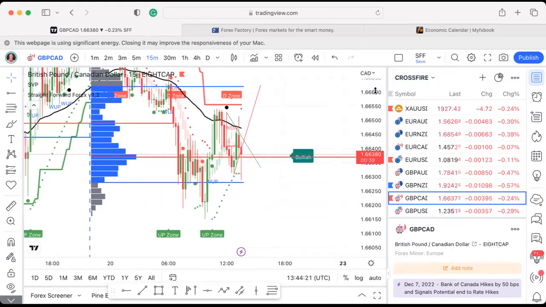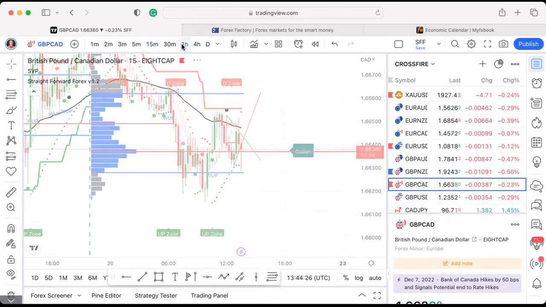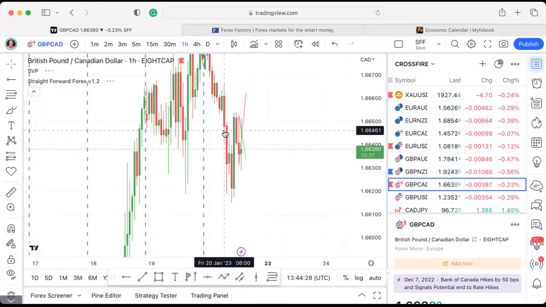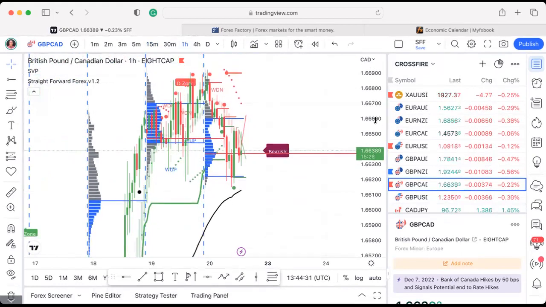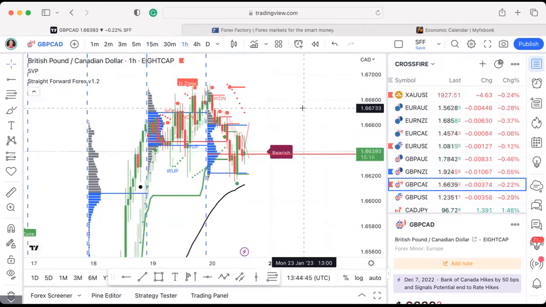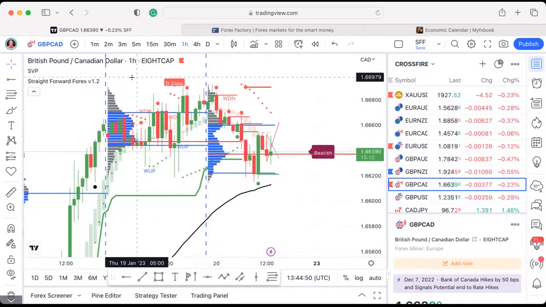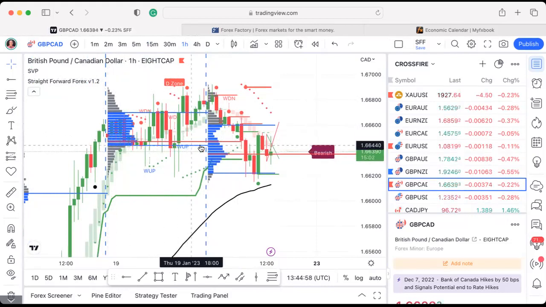So I tend to start on the 1 hour chart and then drop down to the 15-minute. But basically what I'm seeing here is that this is today's trading session. This is the volume profile for today's trading. I do kind of ignore that. I look at yesterday's volume profile. So this is yesterday's. Between these two dashed blue lines, that's the entire trading yesterday.